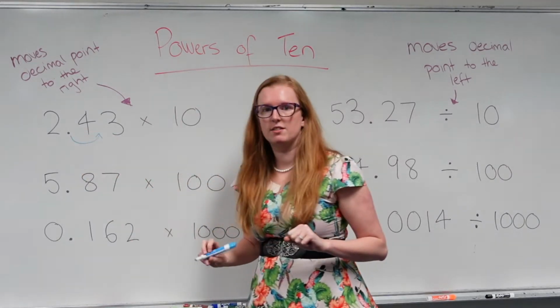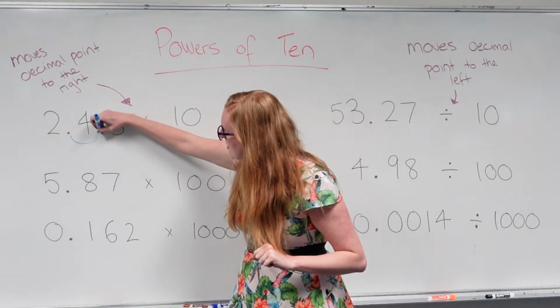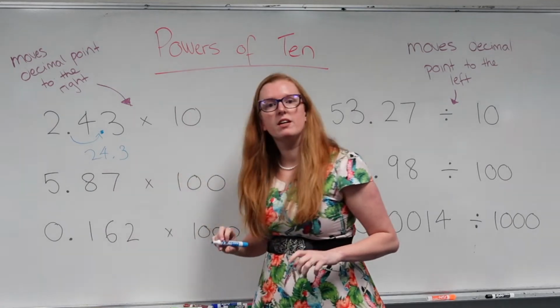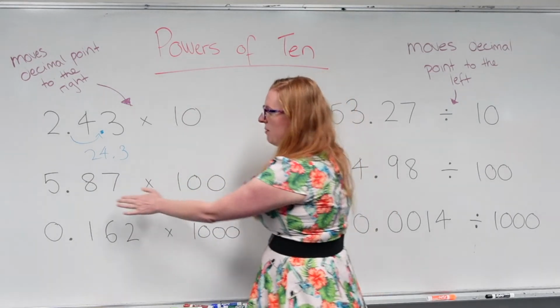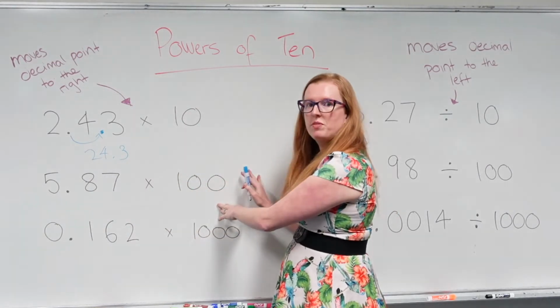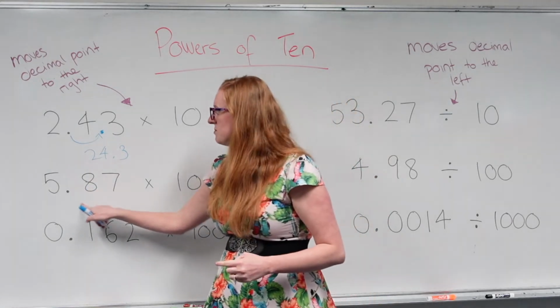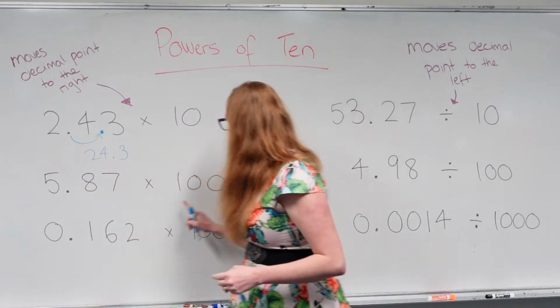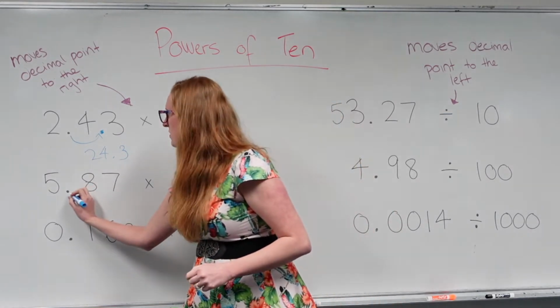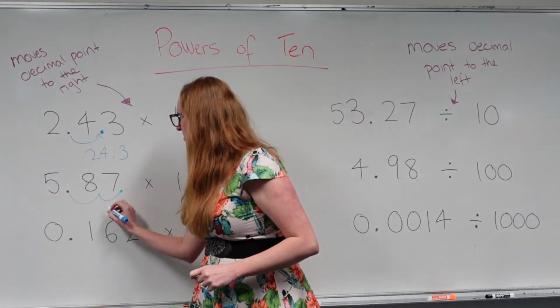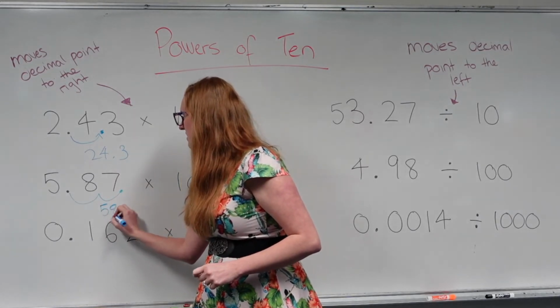So I'm going to be moving my decimal place one spot to the right. So it's going to move here. So now my new number is 24.3. Okay, now here I'm multiplying this number by 100. So I count how many zeros are in my question, and that's how many places my decimal is going to move. So it's got 2 zeros, so it's going to be moving 2 spots to the right. 1, 2. So now my new number is 587.